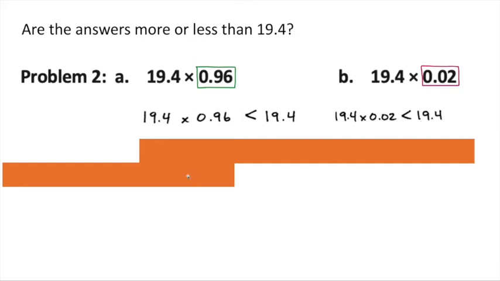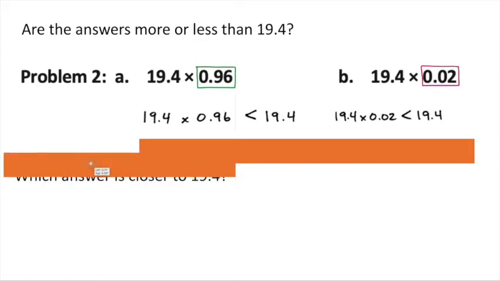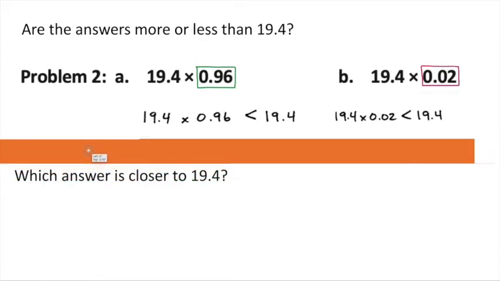19 and 4 tenths times 2 hundredths is going to give us a product that's less than 19 and 4 tenths. So here's the last question I'm going to ask you to consider before we move on to showing you some visual models. Which answer is closer to 19 and 4 tenths? Well, we have to compare 96 hundredths to 2 hundredths. How close are they to the whole? The best way to do that is to use a visual tape diagram. So let's take a look.